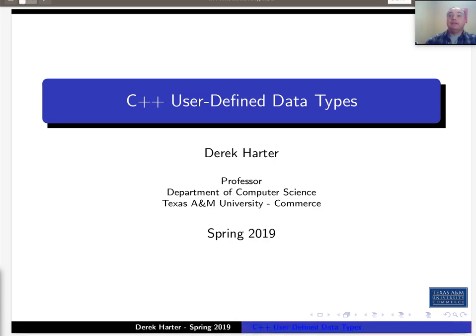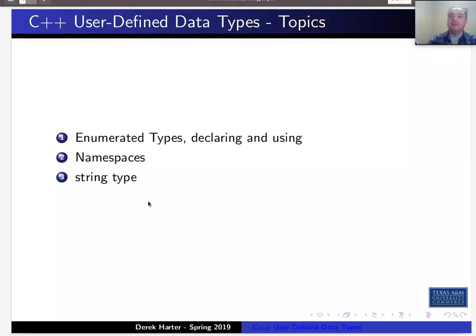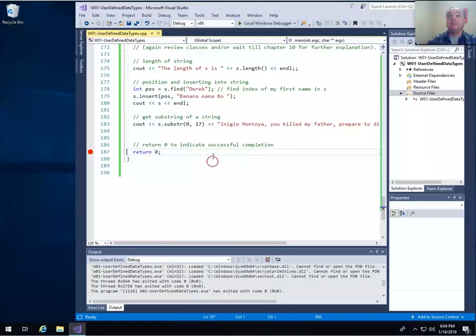Okay, hello once again. In this video, we're going to go over user-defined data types, Chapter 7 from our Malik textbook. Actually, Chapter 7 is a little bit of a collection of a few random things. So the only user-defined data type it talks about is numeric types. We'll talk about that, and then we'll talk briefly about namespaces and string types. Interesting, but this should be a relatively shorter video this time.